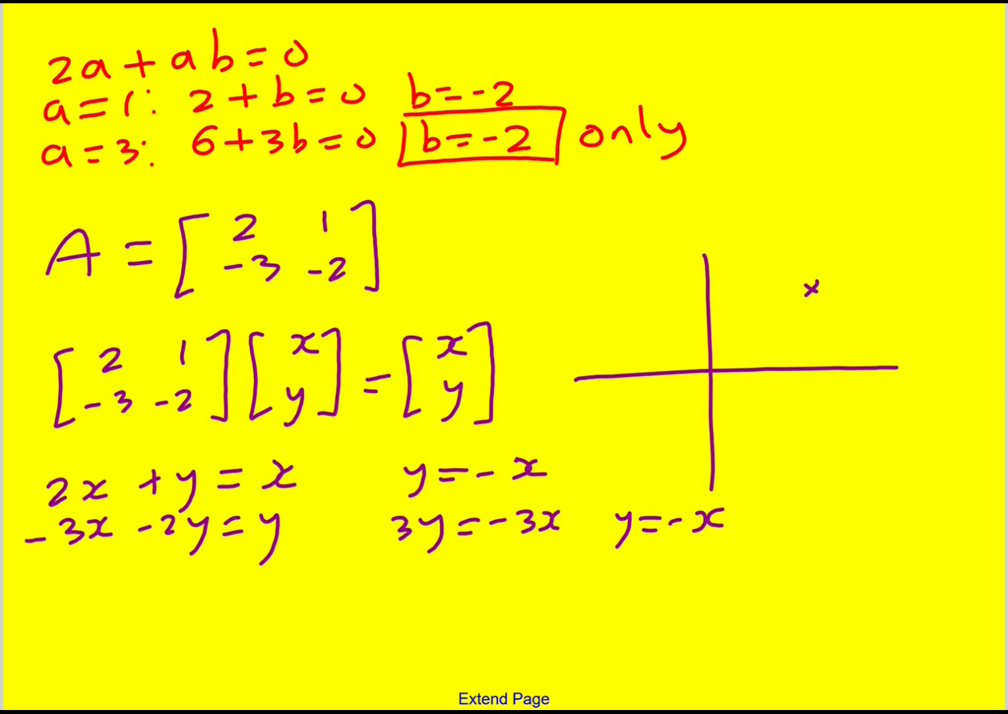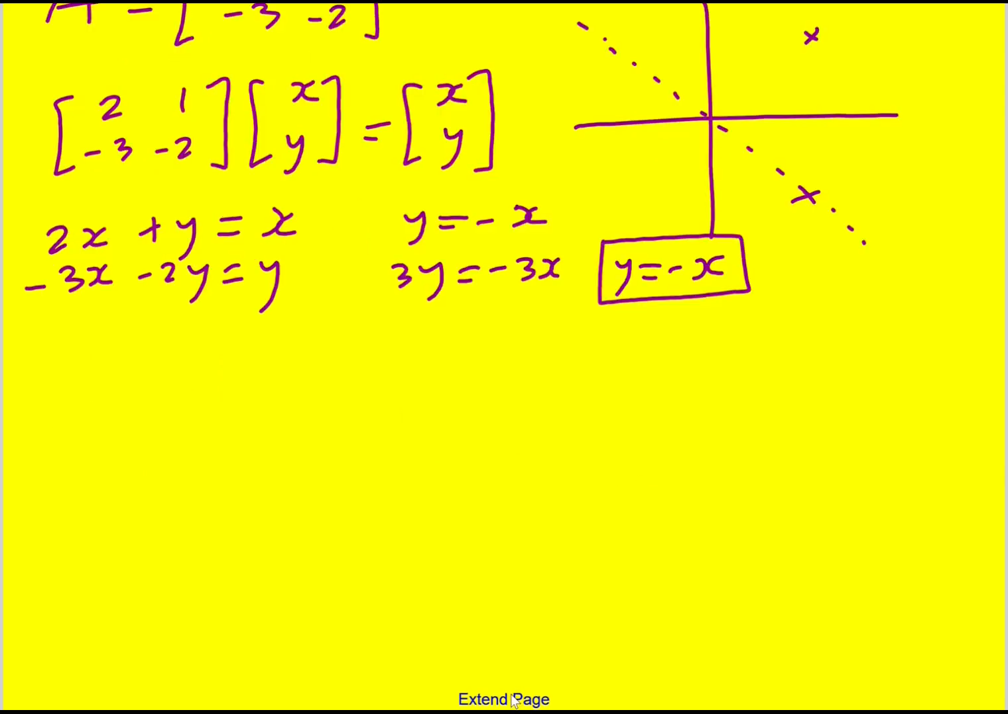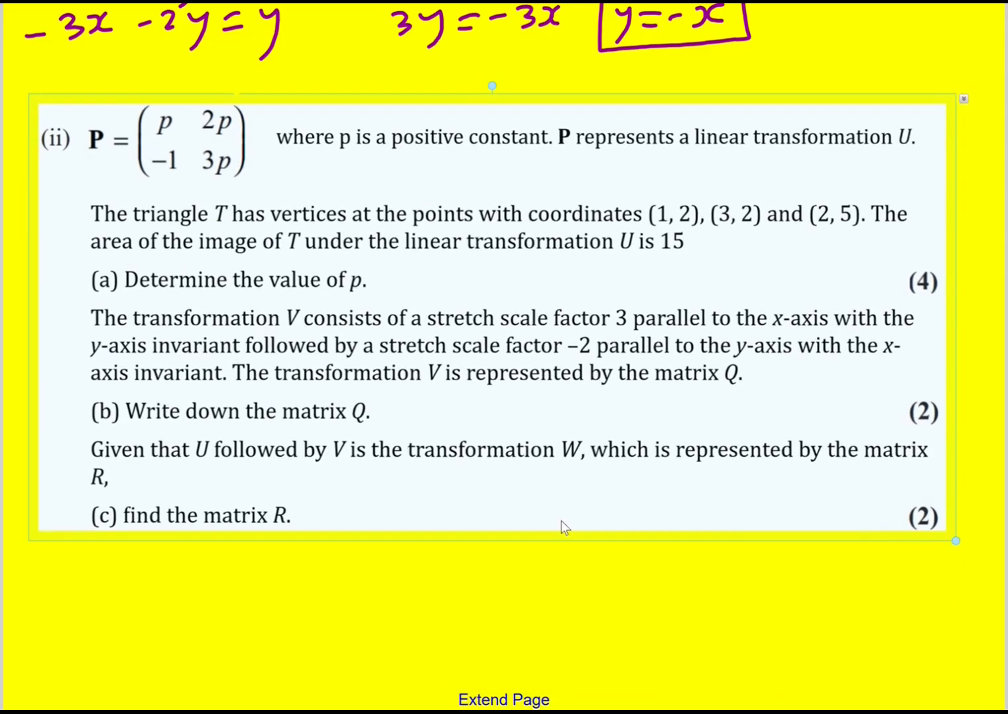If it wasn't consistent, then we'd have no invariant points, or maybe just some. Like if I had y equals minus 3x, I think the origin would be the only invariant point. So actually, any point along this line here for this particular matrix would be invariant. And yeah, that's our answer. Just need to underline it. Let's take a look at the second part of this question.